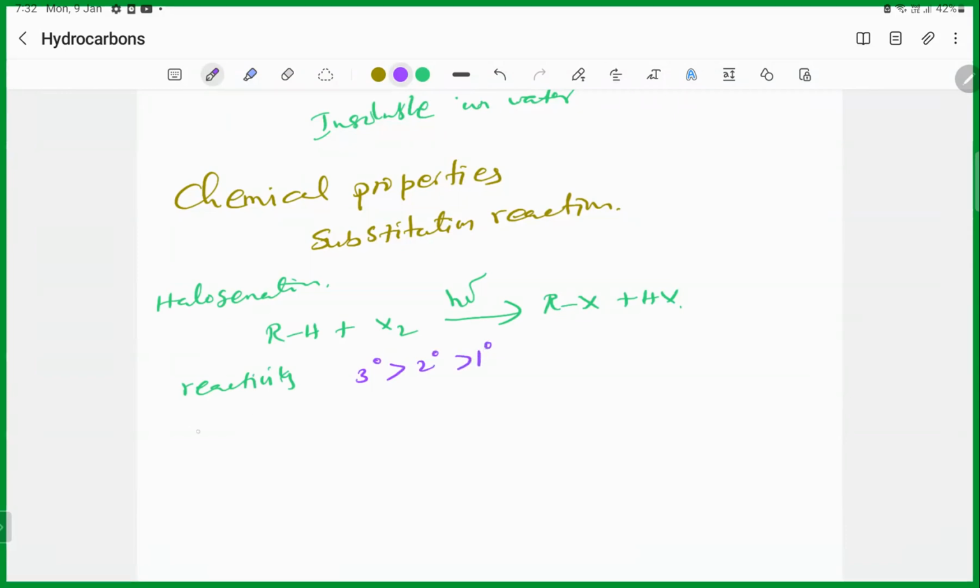So when you are seeing the reactivity of halogen, the order is fluorine can readily undergo, then chlorine, which in turn then bromine, then iodine. So the fluorine can react even in the dark. Chlorine, bromine will require the light. Iodine does not show any reaction at room temperature. On heating, it will undergo reaction.